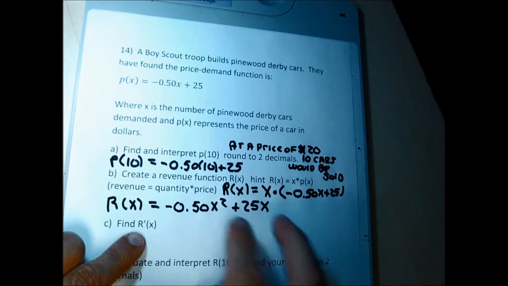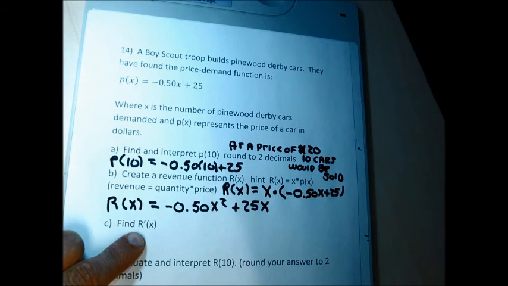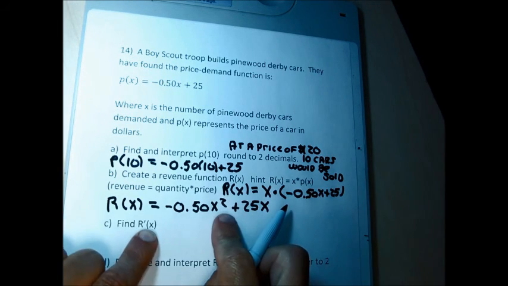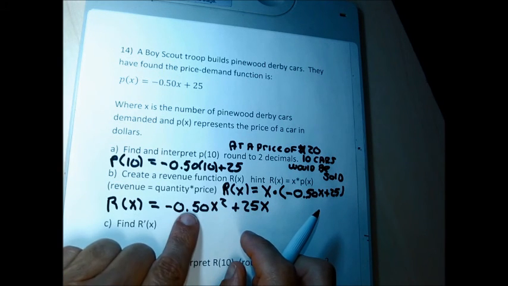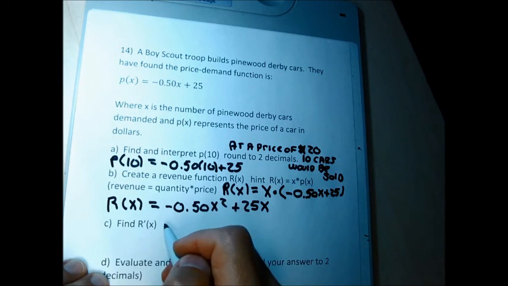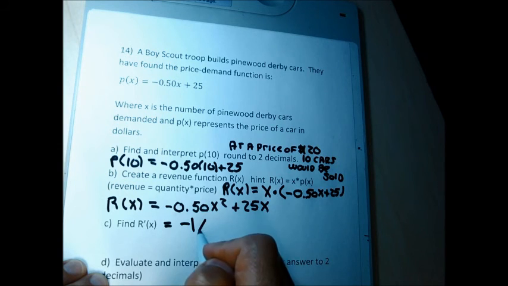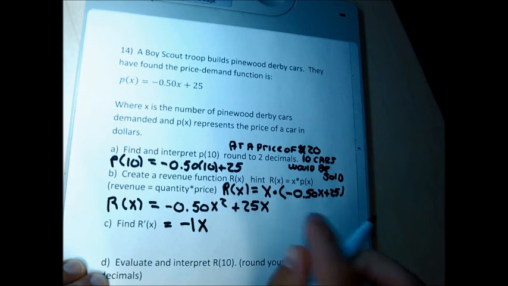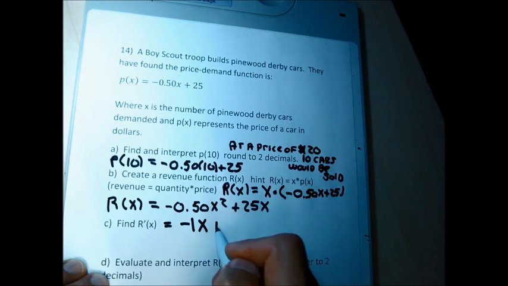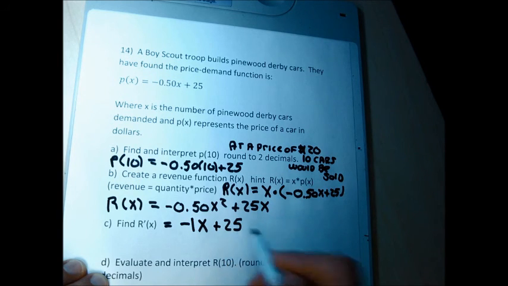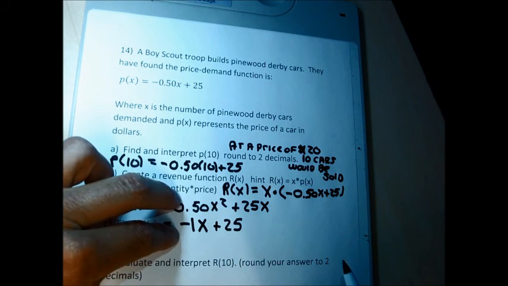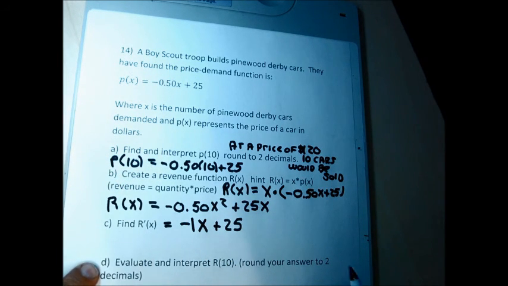And then the derivative of the revenue function is a marginal revenue function, and that's going to give me the amount of revenue I'd get by selling the next car. So I'm going to take the derivative of this because I'm told to. I'm going to go 2 times negative 0.5, which is negative 1. Lower the exponent by 1 to x to the first. The derivative of 25x is just 25. So that's my marginal revenue function. That's my revenue function. Part D, evaluate and interpret R of 10.